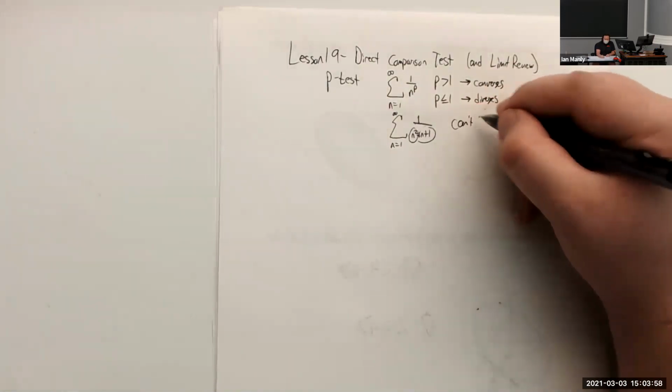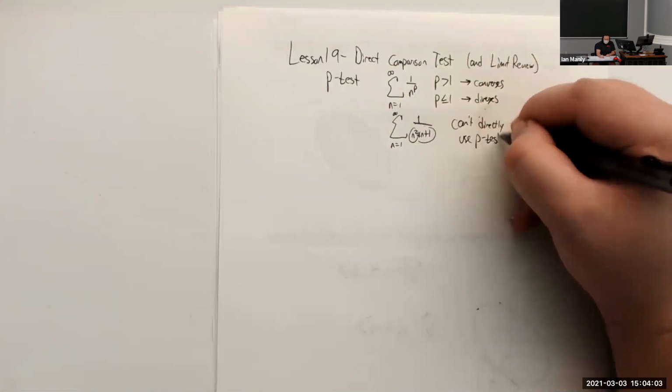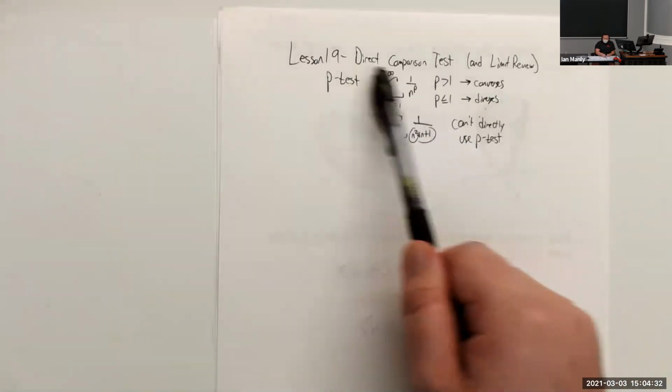So we can't directly use the p-test here, which is kind of unfortunate because that was a good hunch. It is going to act a lot like 1 over n squared. And because 1 over n squared converges as a series, then this will converge as a series as well. But what we kind of just did was we picked another series that we know more about, and we likened it to the one that we have. We saw what the one we compared it to did, and the one that we have originally will do the same thing. That's going to be the crux of the direct comparison test here.